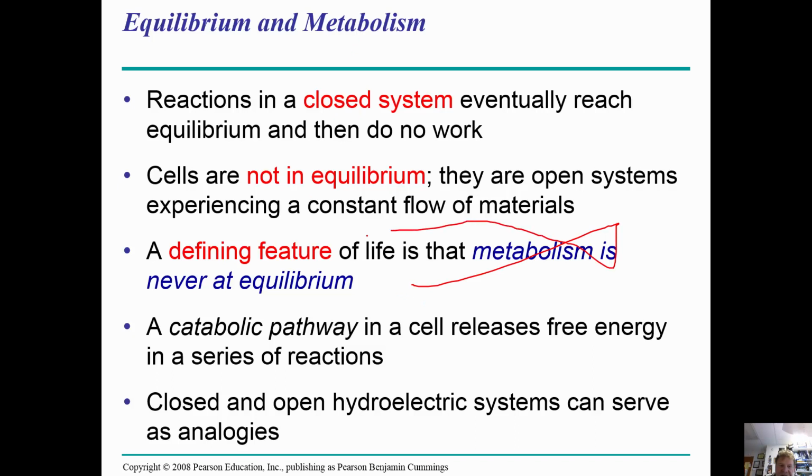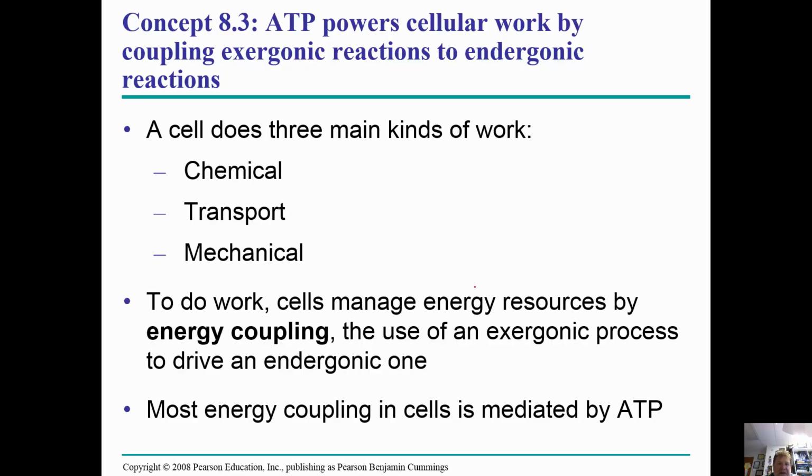A defining feature of life is that metabolism is never at equilibrium. Once you reach equilibrium, basically you are dead. Okay? A cell does three main kinds of work: chemical work, making bonds and breaking bonds; transport, moving things across the membrane; and mechanical work, where actin and myosin slide past one another.